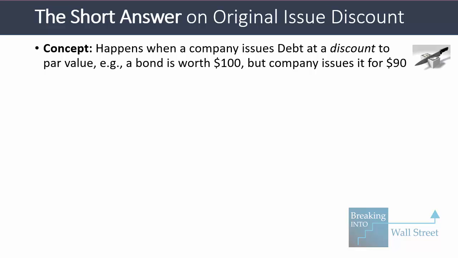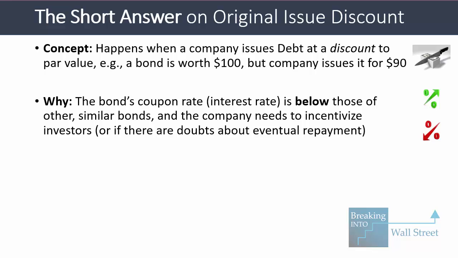So original issue discount comes up when a company issues debt at a discount to its par value. So maybe a bond is worth 100. That's the face value of the bond, what the company will pay interest on, but the company issues it for only 90 or 95 or something like that.